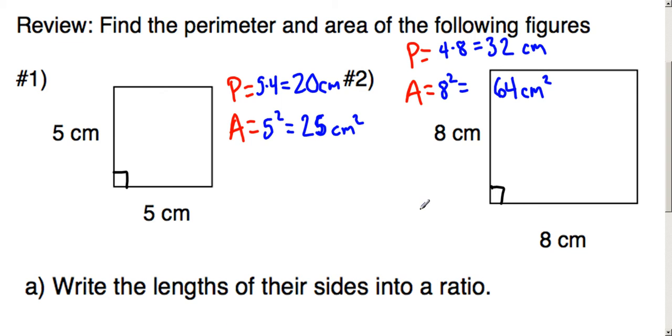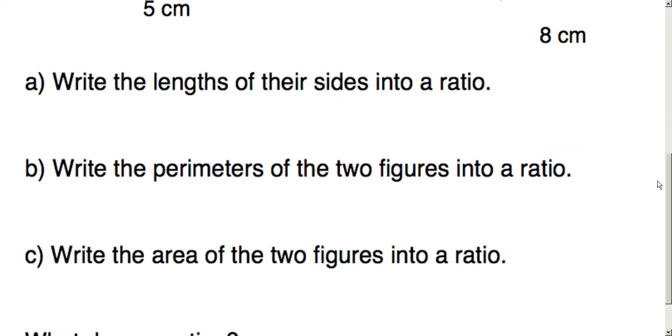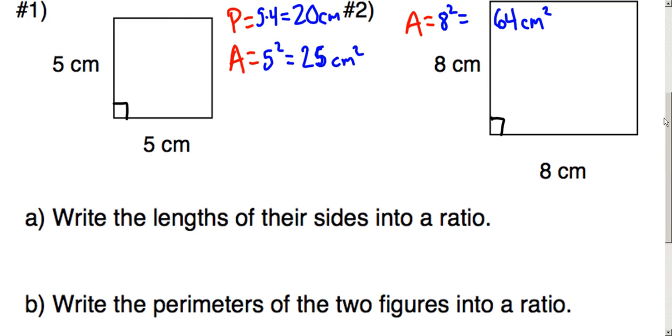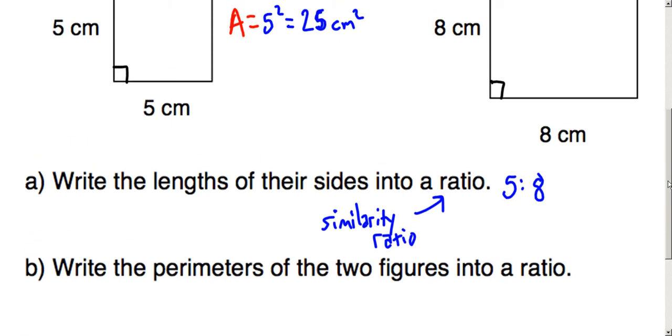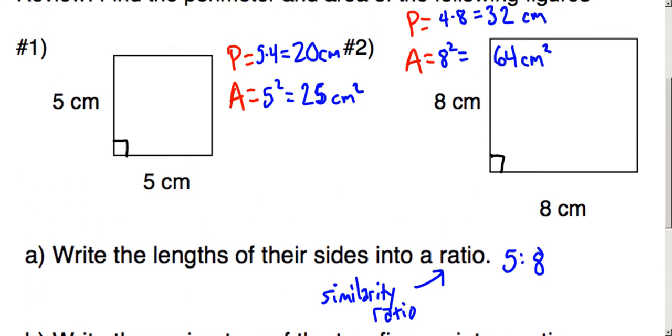So in part A here, we're asked to write the lengths of their sides into a ratio. Okay, the lengths of their sides. So as a ratio, we've got 5 to 8. Okay, so remember, the ratio of the sides of two similar figures is their similarity ratio. So the similarity ratio is 5 to 8. It says write the perimeters of the two figures into a ratio. So the perimeters are 20 to 32.